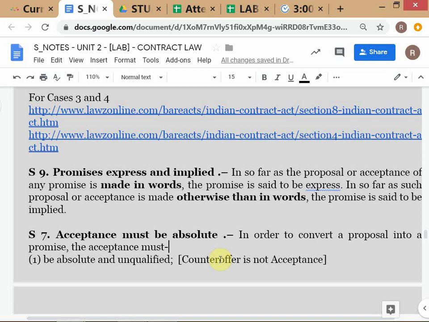It's there in the section itself. You just have to read. Promises made otherwise than in words. Simple. Promises made otherwise than in words are implied promises. Otherwise than in words would be what? Action. And remember, action under the law means inaction also.